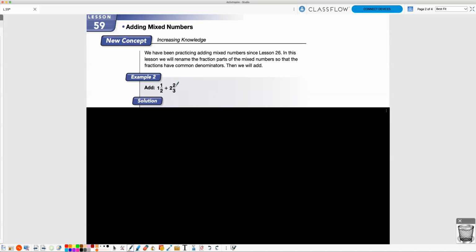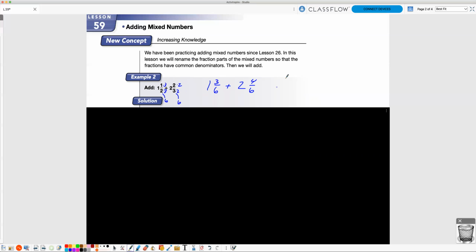All right, in example 2, here's another one. 1 1/2 plus 2 2/3. So it doesn't look like we can keep either one of these denominators. It looks like we can make a denominator of 6 for both of those. So if I have 1 and something over 6 plus 2 and something over 6, 3 times 2 will get me to 6. So that means 1 times 3 has to be done for this one, and 2 times 3 for the other.